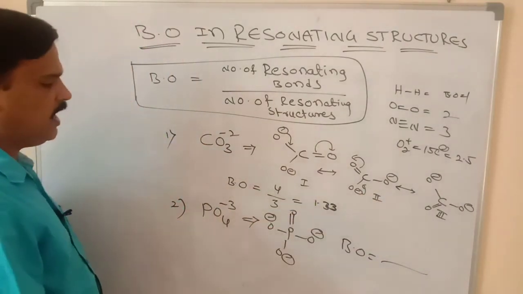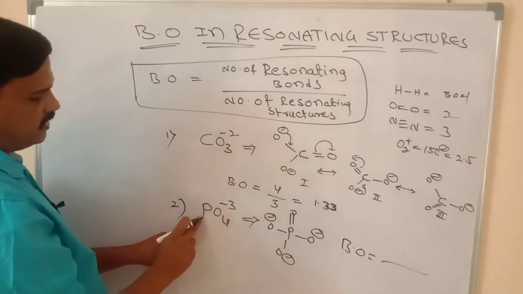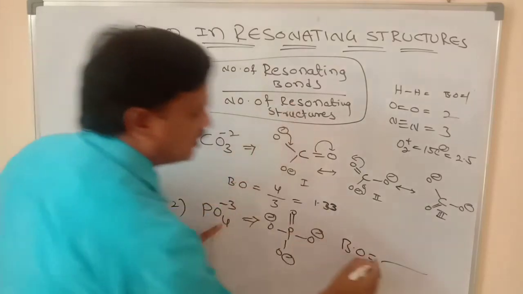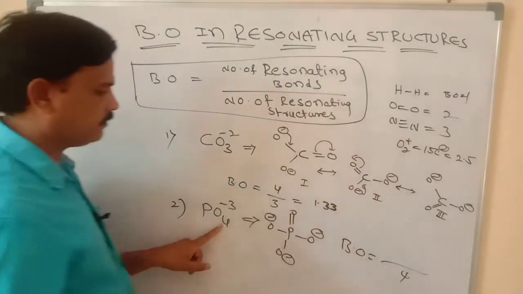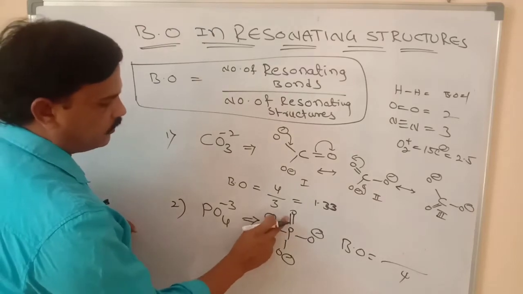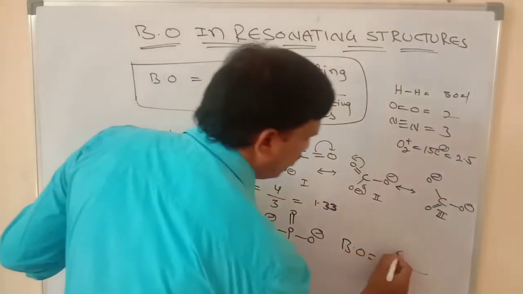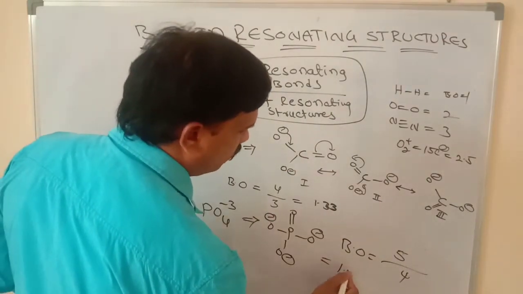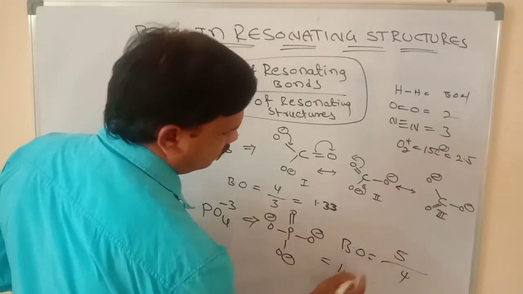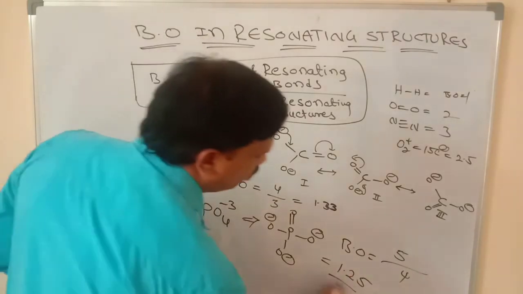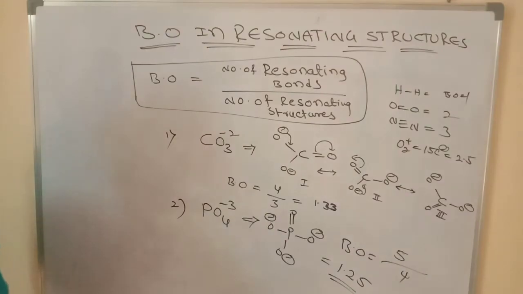But how to save the time? Number of resonating structures: around the central atom, the number of oxygens is 4, so its number of resonating structures is 4. But how many bonds are there in resonating bonds? 1, 2, 3, 4, 5. Five. Its bond order: 4 ones are 4, again 2 means 4 twos are 8. That is 1.25. Its bond order is 1.25.